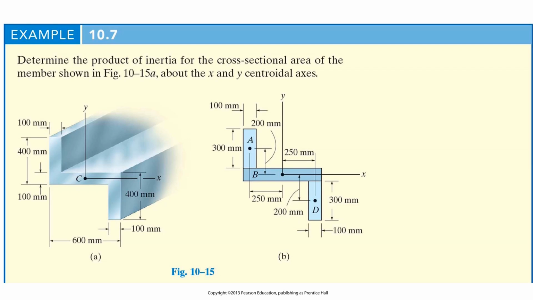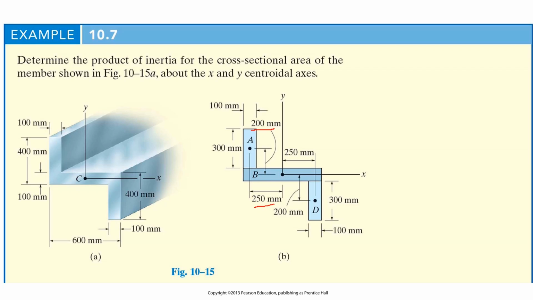So let's find the product moment of inertia of this right here. Now, number A, so we're locating the center of mass. So that's at number A is 200 millimeters above the x-axis. It is 250 millimeters to the left of the y-axis. D is 250 millimeters to the right and 200 millimeters below the x-axis. So we can write down relatively simple formulas.